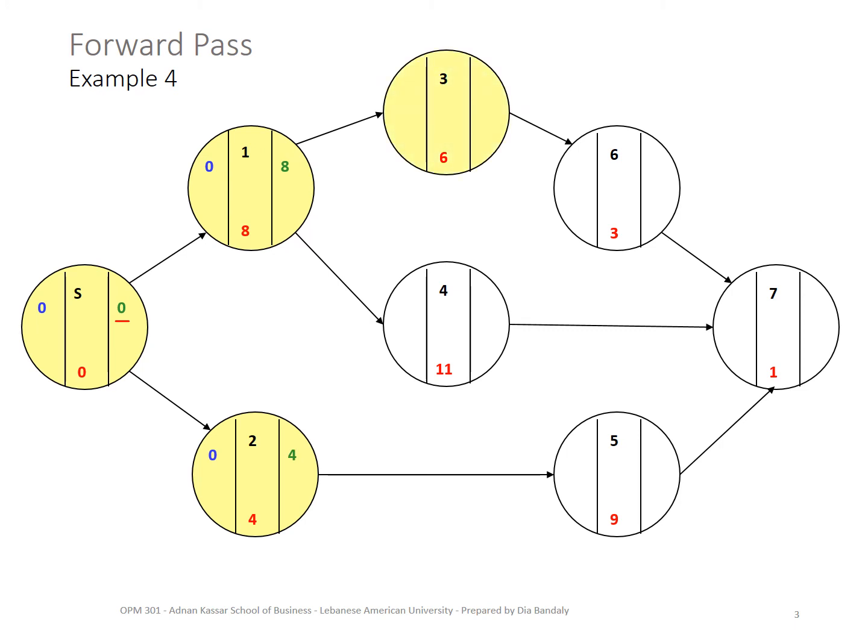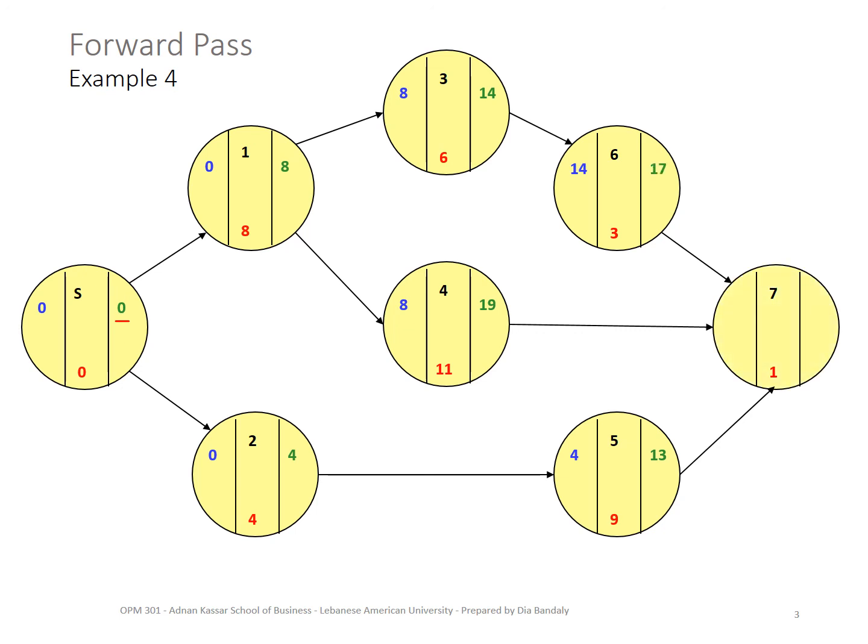Then we move on to activity 3. It has also one immediate predecessor, so that's straightforward. The early start will be equal to the early finish of 1, which is 8, then 8 plus 6, 14. For activity 4, also one immediate predecessor, so also 8 here, 8 plus 11, 19. For activity 5, one immediate predecessor, that's very easy, so 4 plus 9, 13. Activity 6, 14 plus 3, 17.